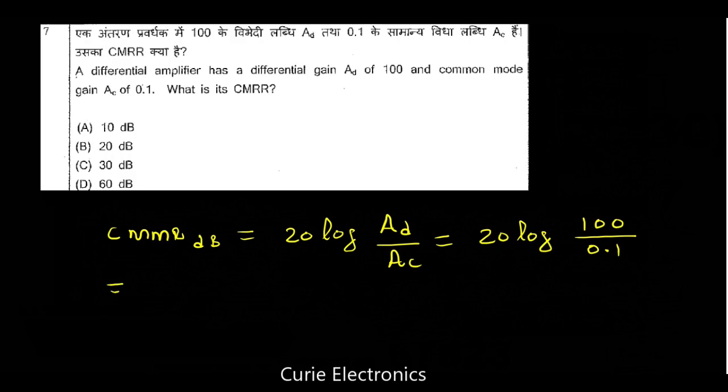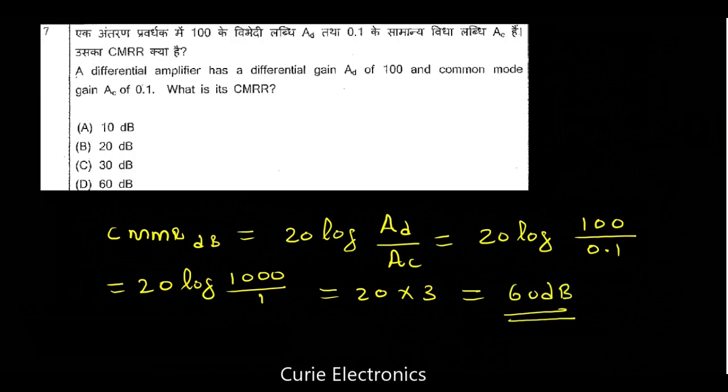Which equals 20 log. Numerator and denominator I'll multiply by 10, then you'll get 1000 over 1, which is equal to 20 log to the base 10 of 1000. What is log of 1000? Equal to 3. So you get 60 dB. So 60 dB is the right answer.